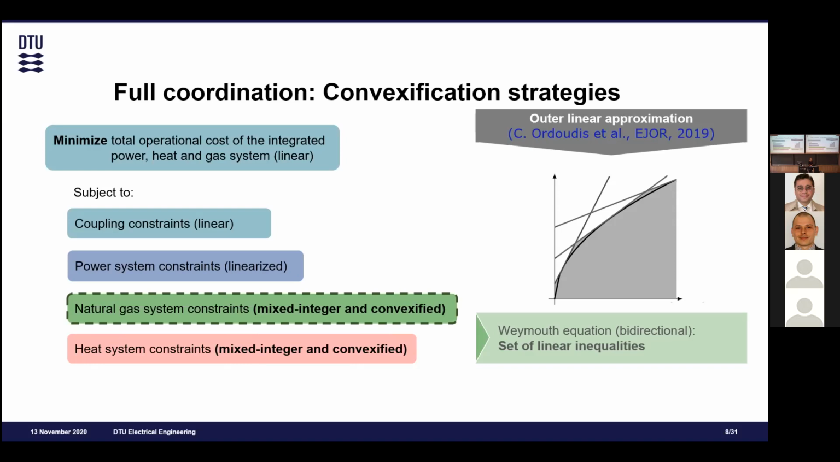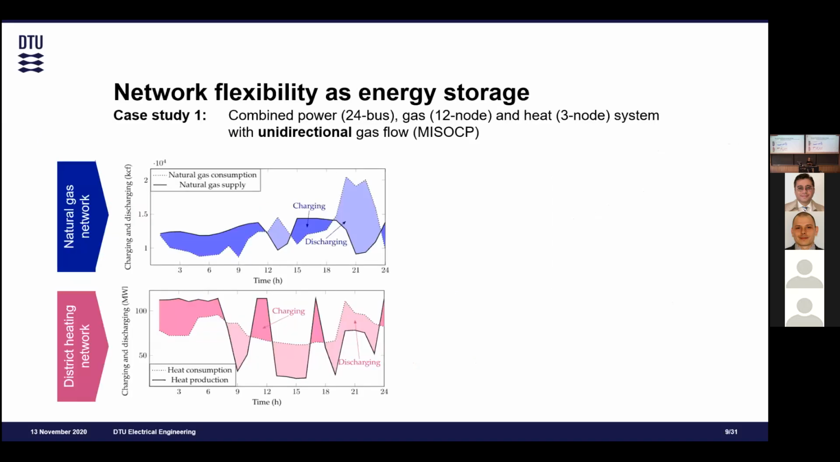When we look into some results, a small case study with all three systems, assuming unidirectional gas flow, we model this as a mixed integer second order cone program. And here you can see that the total amount of natural gas and heat supplied and consumed over the 24-hour time horizon is not necessarily balanced. So we can see the shaded area describes the amount of gas and heat that can be stored in the pipelines. And thus the networks act as a virtual energy storage with charging and discharging options.